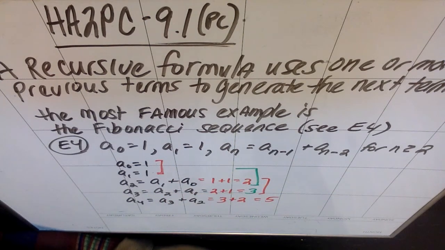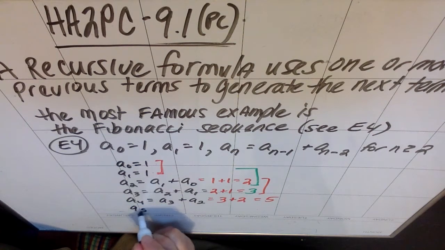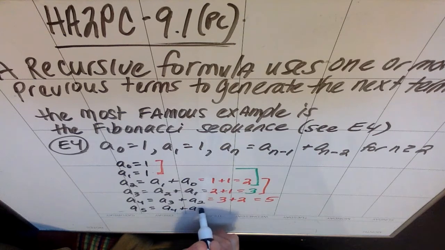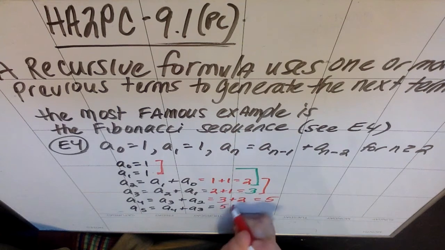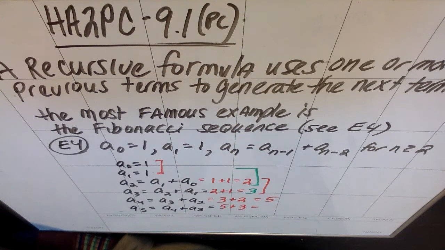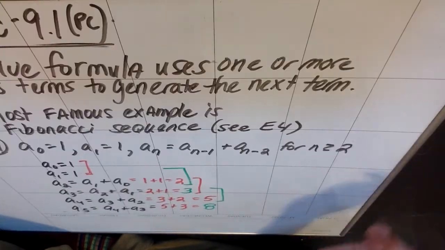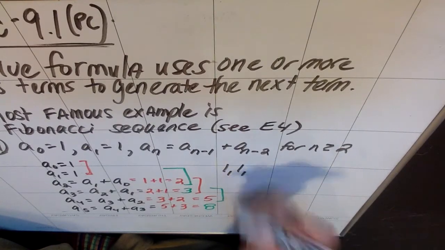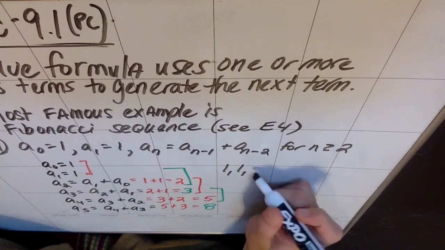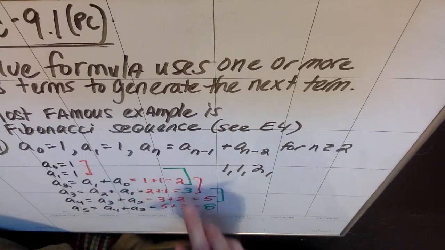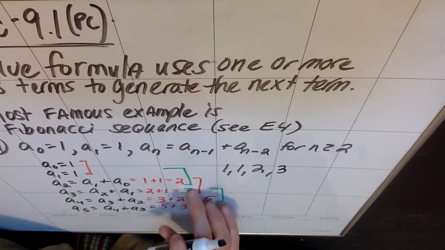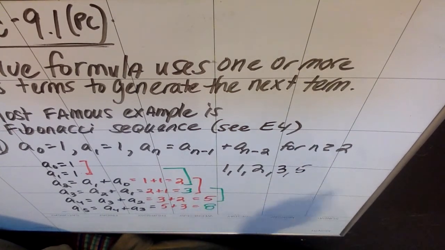And if I wanted a sub 5, I'd get a sub 4 plus a sub 3. Well, a sub 4 was a 5, and a sub 3 was a 3, so adding them I get 8. Now, that's going to keep on going forever and ever and ever. So just to be clear, my sequence looks like this. 1, 1, those are the ones I was given. The next one is 1 plus 1, which gave me 2. The next one was 1 plus 2, which gave me 3. The next one was 2 plus 3, which gave me 5. The next one was 3 plus 5, which gave me 8.